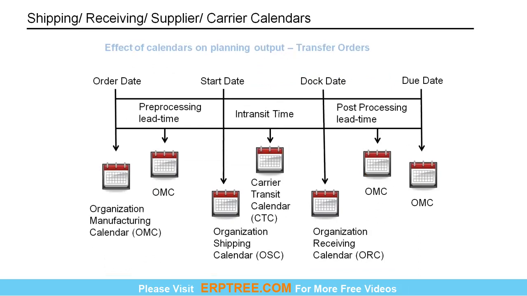This is again another example of the effect of calendars on planning output, and which calendars are considered. Obviously, if the material is in transit, it will take all the holidays and working days from the carrier calendar. As and when the goods arrive at your organization, you will receive the goods based on the organization receiving calendar.